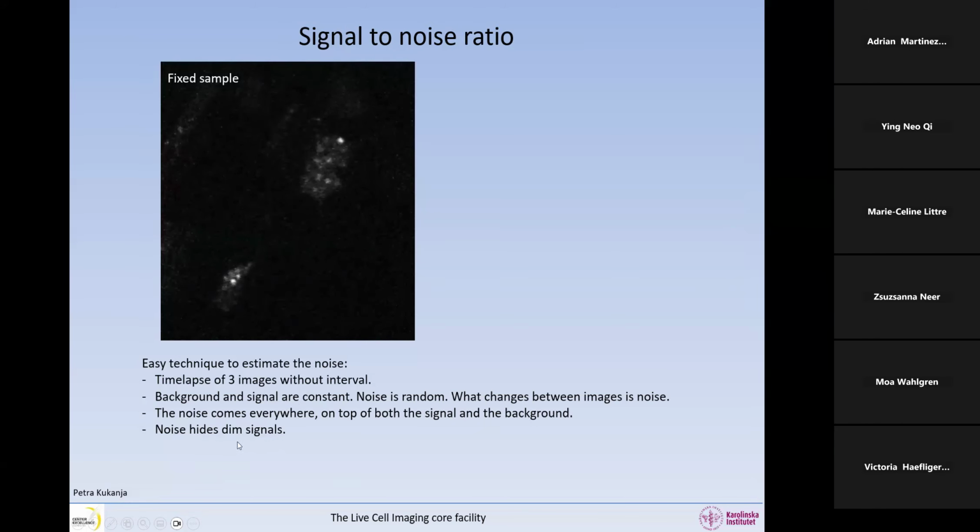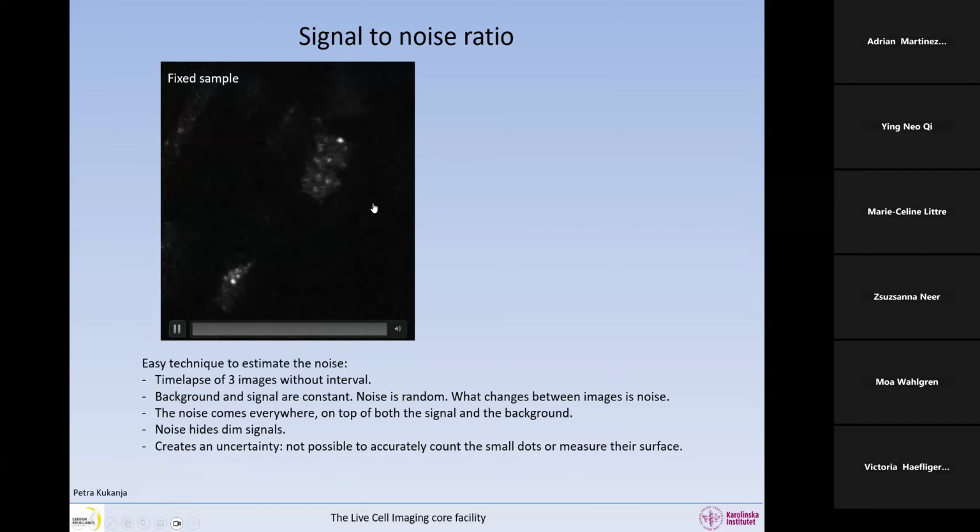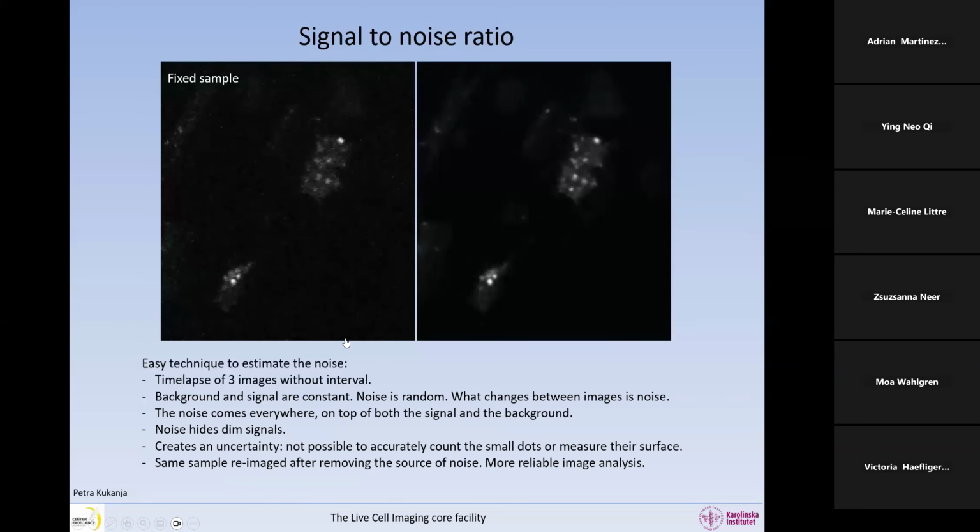And unfortunately, it hides dim signals. So you can see in here that it creates an uncertainty. If our scientific question requires us to accurately count the small dots and measure their surface, you can see that we are a bit unable to see where these dots start and end. Sometimes we even wonder if there is a dot or not, just because the noise is on top of the signal. So it creates an uncertainty.